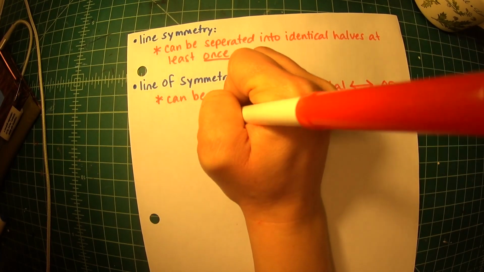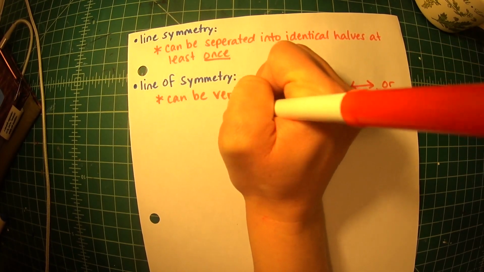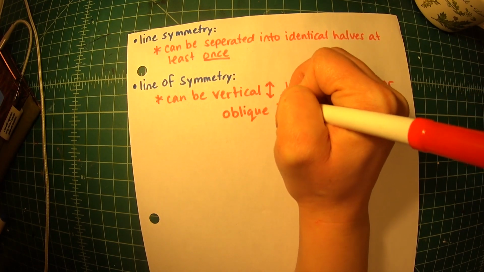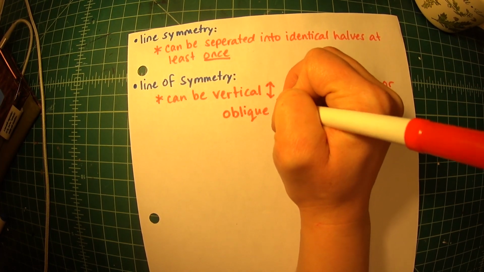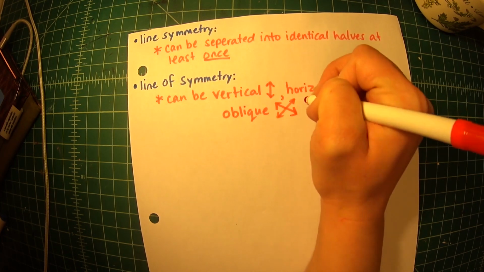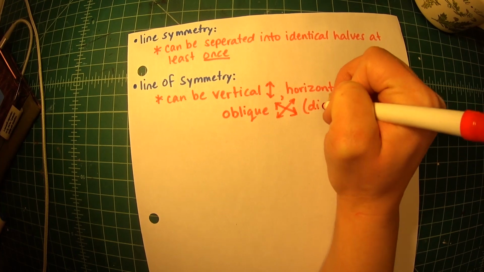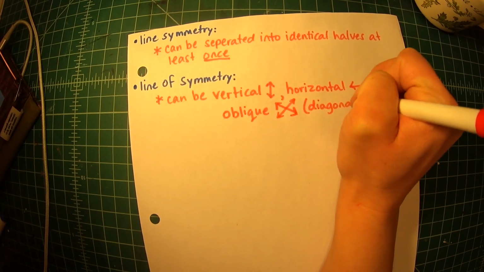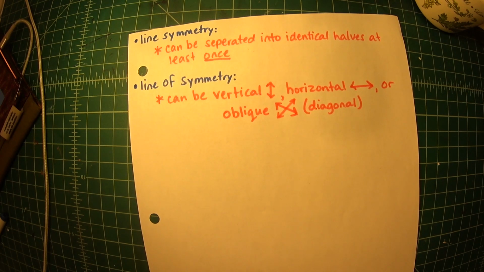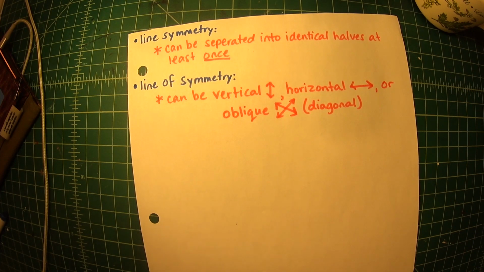or oblique. And oblique just means diagonal. So going diagonally that way or diagonally that way. So you can even just put in brackets, diagonal. So those are the different directions of lines of symmetry that you can have.